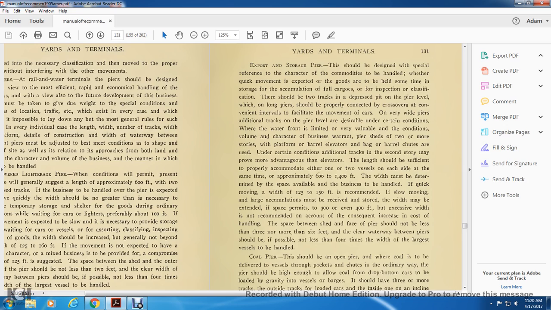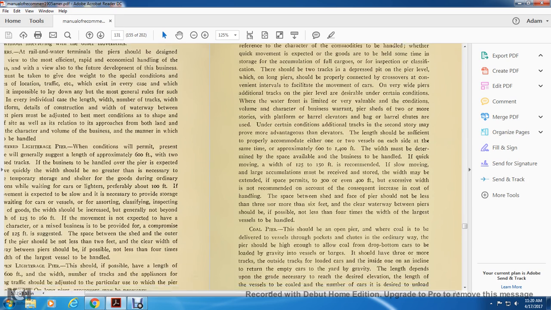The space between the shed and the face of the pier should be not less than 3 and no more than 6 feet, and the clear waterway between piers should be, if possible, not less than 4 times the width of the largest vessels to be handled.